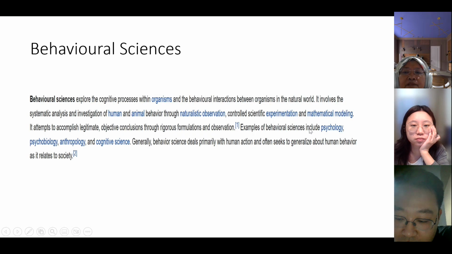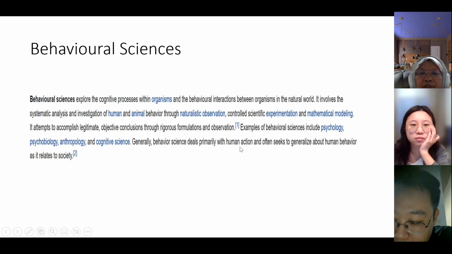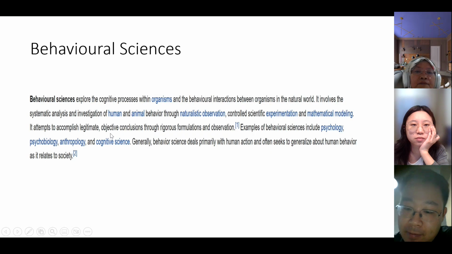So examples of behavioral sciences include psychology, psychobiology, anthropology, cognitive science, education, linguistics, and social science. Generally, behavior science deals primarily with human action and often seeks to generalize about human behavior as it relates to society. So what we're doing is mostly behavior science.